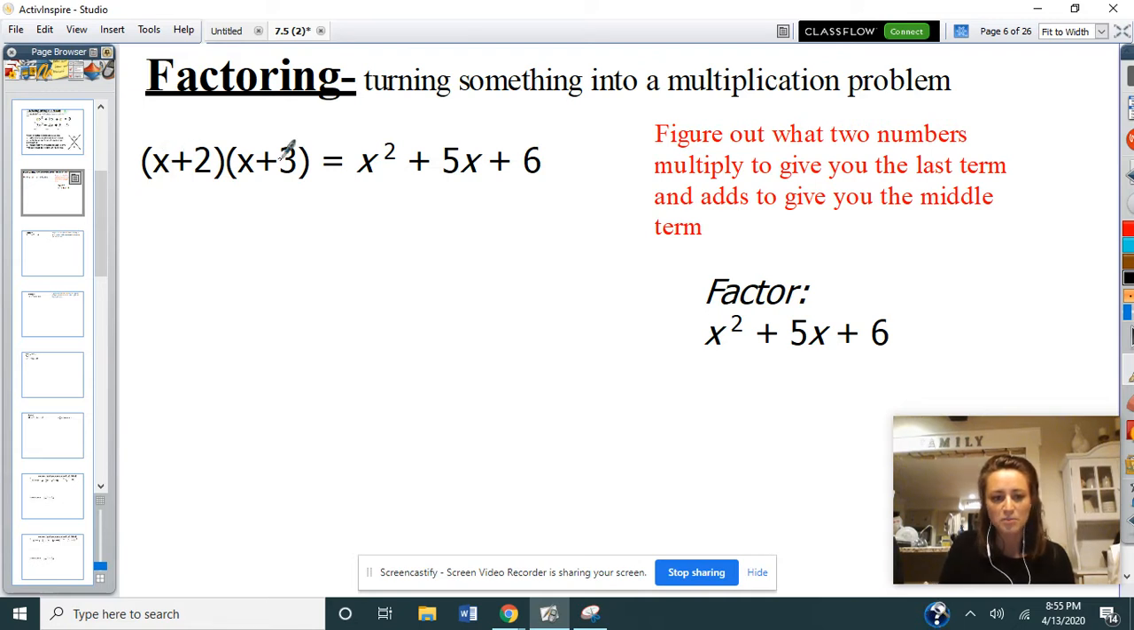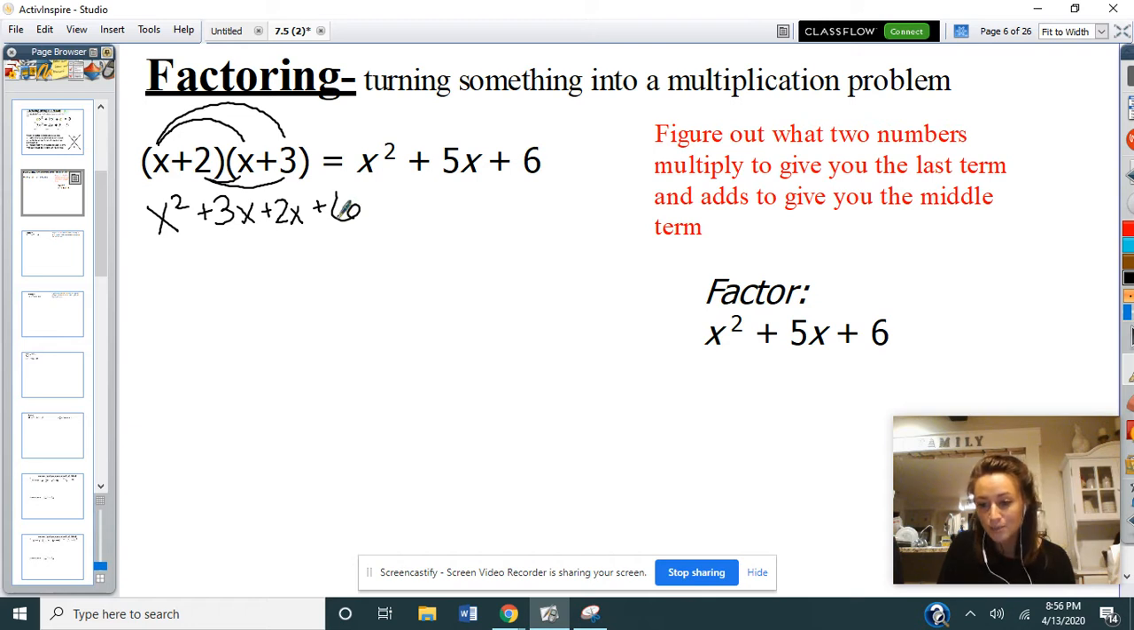If I gave you a problem like this, we know the answer equals this because it says so. But if I was to solve this, parentheses means multiplication, so you would distribute x times x and you would get x squared. Then you would distribute x to the 3 and get positive 3x. Then you need to distribute 2 to everything. So 2 times x is 2x. And then 2 times 3, which is 6.